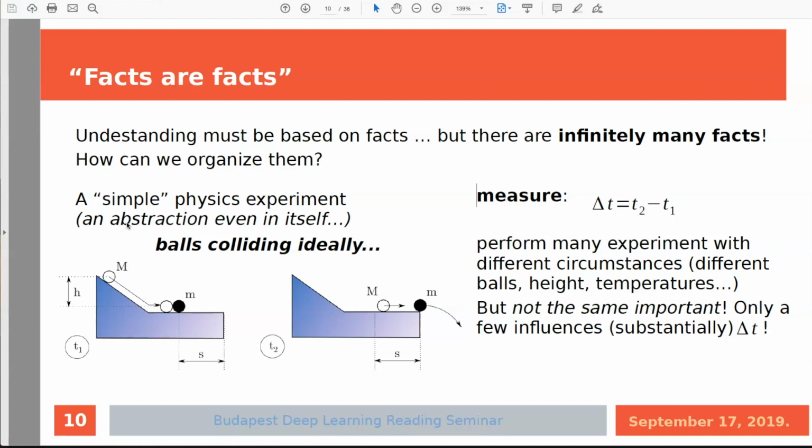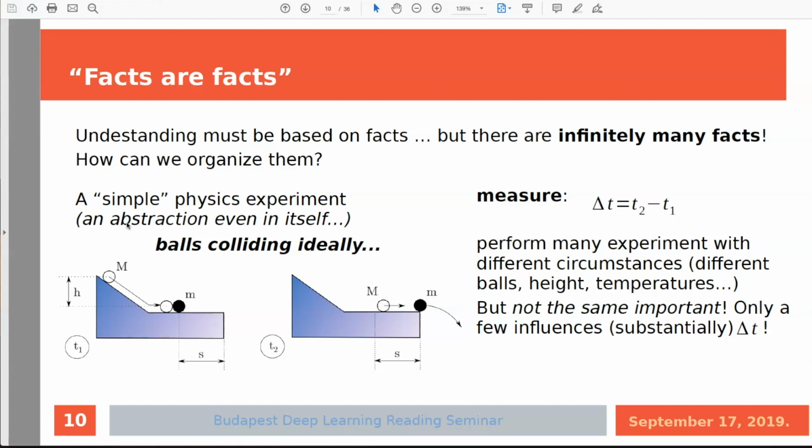So understanding, of course, has to be based on facts, but there are infinitely many facts. Of course, everything is a fact. That the wall is white is also a fact. So the question is, how can we organize the facts? And to understand the organization of the facts, we should perform a simple physical experiment.